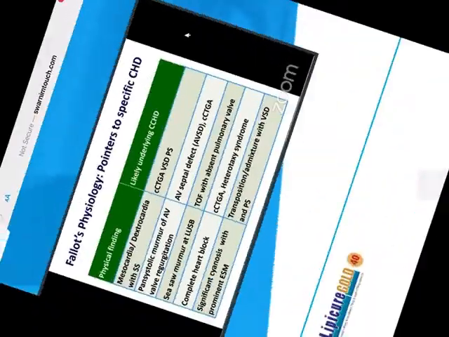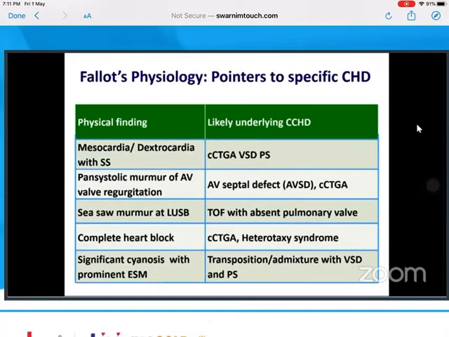And again, as Dr. Saurabh very nicely pointed out, if you have a mismatch between the murmur and the cyanosis, that means you have a prominent murmur and significant cyanosis, think about admixture lesions which have developed pulmonary stenosis.